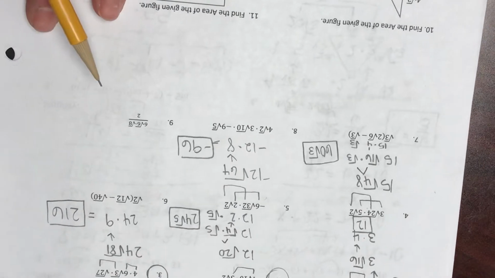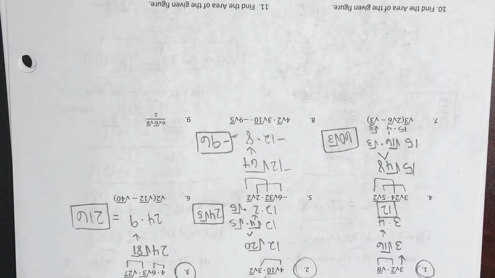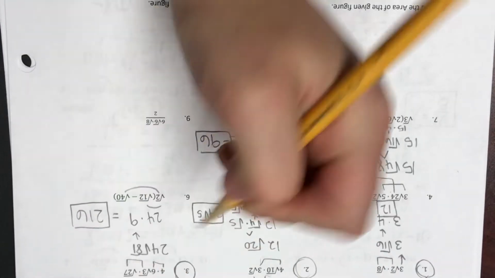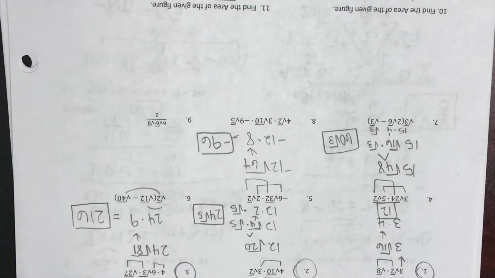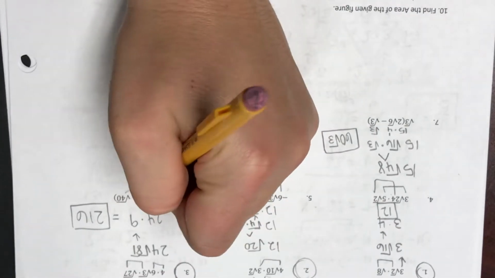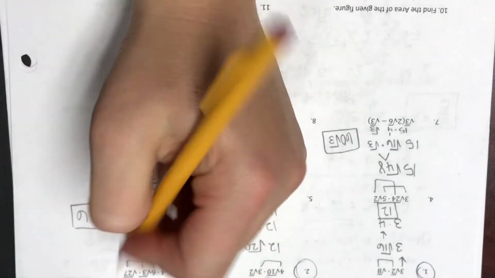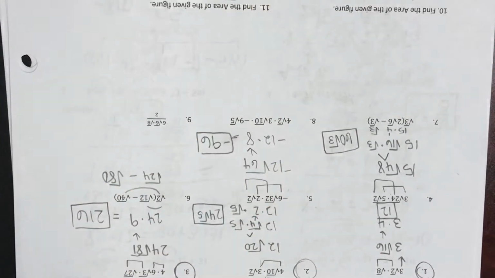The last one in this row is going to be square root 2 distributed to the square root of 12 minus the square root of 40. And what that means is because they're both inside the square root signs, when I distribute, that is a new number inside the square root sign. So I would have 2 times 12, which will give us the square root of 24, minus 2 times 40, which is going to be the square root of 80.